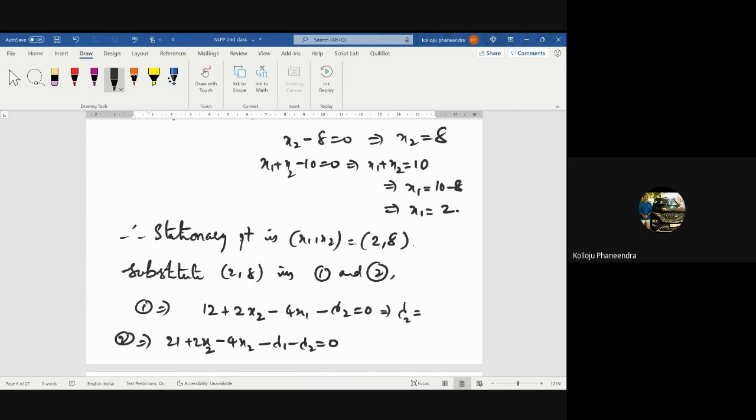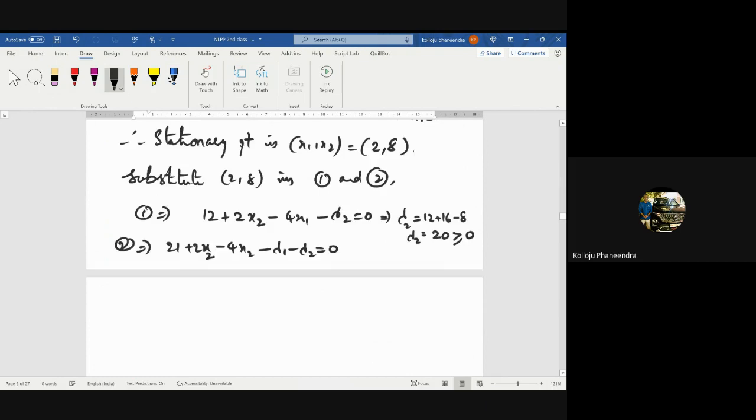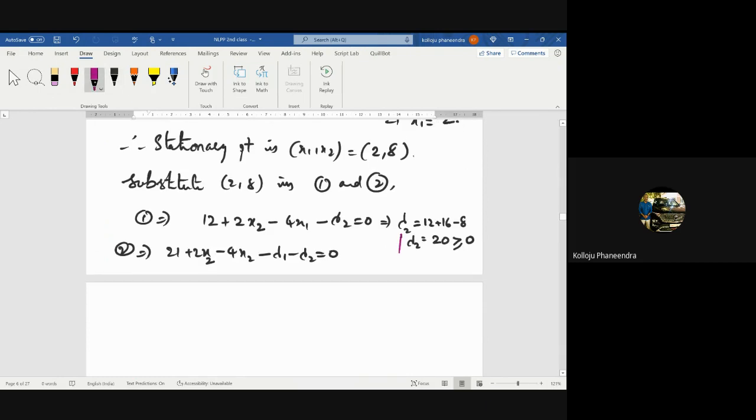Then what about the lambda 2 value? Check it. Lambda 2 is 12, x2 value is 8, so 2x2 is 16, minus 4x1 is minus 8. So lambda 2 is 20. It is positive, greater than or equal to 0, so it is satisfied. The last KT condition is that all the Lagrange multipliers are greater than or equal to 0. So lambda 2 is greater than or equal to 0. Let us see what about lambda 1.